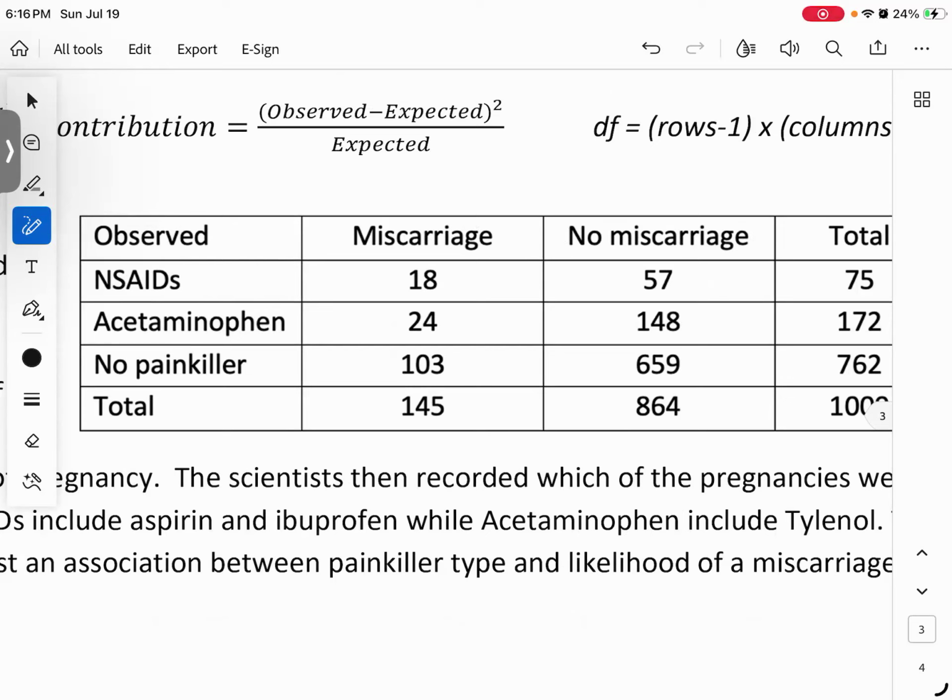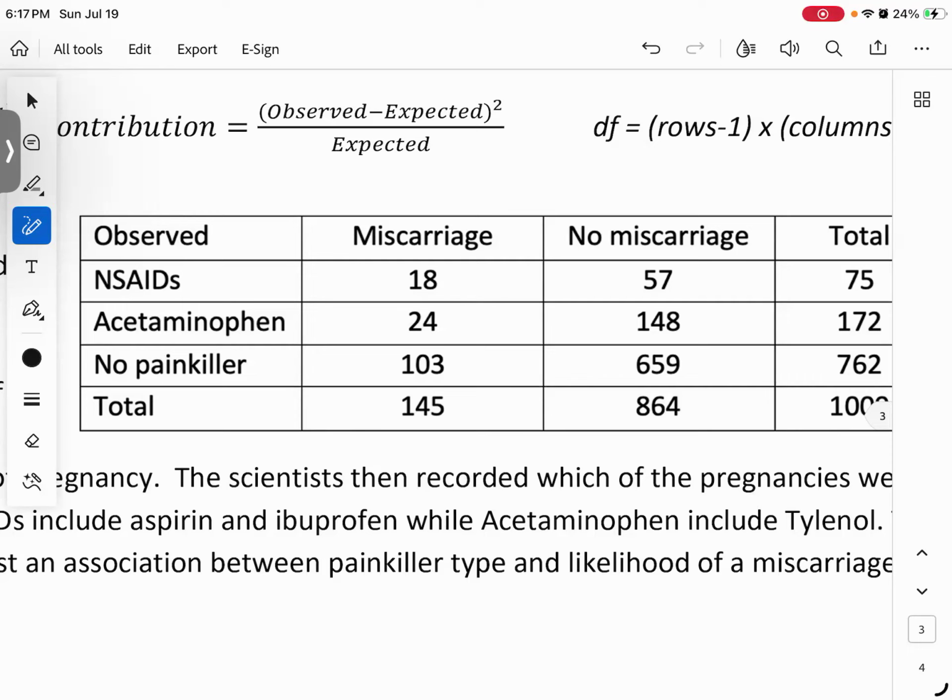Now, again, this is all about proportions. And what we're going to do is just do a test for association. And it's not going to specifically tell us if one of these options for painkillers tends to have a higher proportion of miscarriages. All it's going to simply do is tell us whether there is an association where one of the types of options does tend to have a higher miscarriage, but it won't specifically tell us which one. That would be something that we would do after the fact.